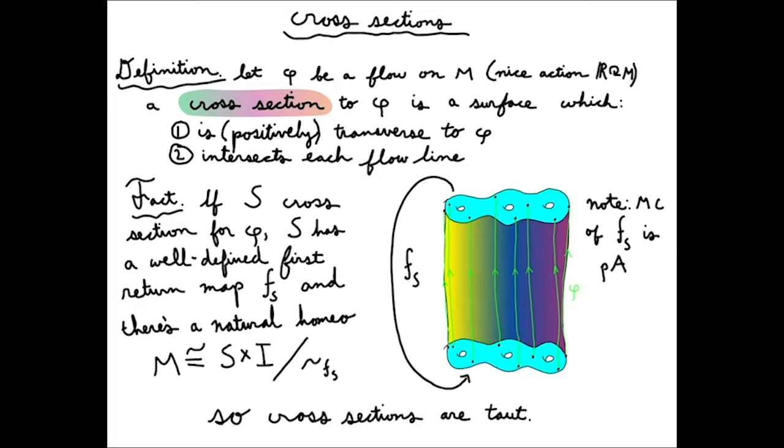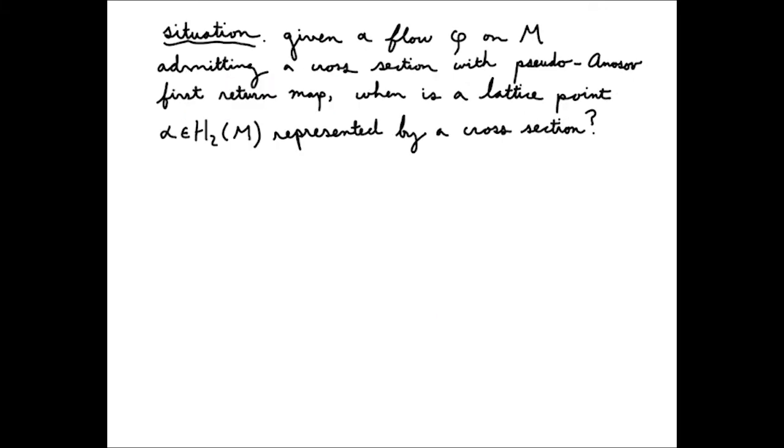So in particular, cross-sections are examples of these taut surfaces from the previous slide, right? Because if I have a cross-section, this discussion shows that the manifold fibers over the circle with leaf the cross-section. So let's consider this situation. I have a flow on the manifold and it admits a cross-section, and the first return map is pseudo-Anosov. When is a lattice point in second homology represented by one of these cross-sections?